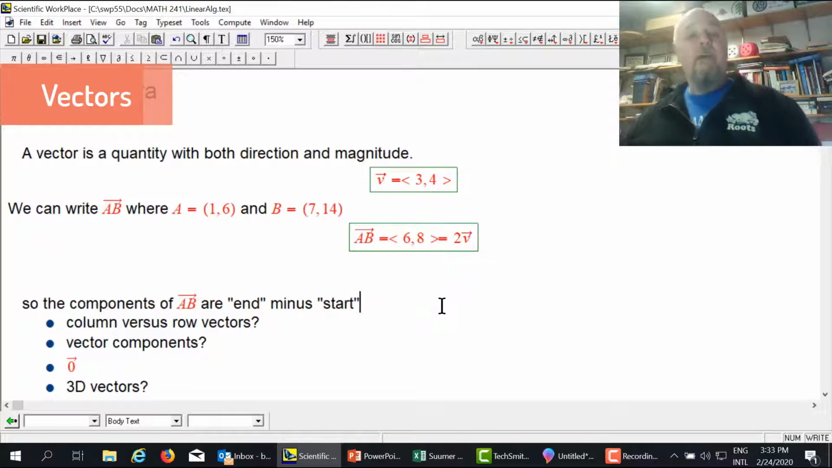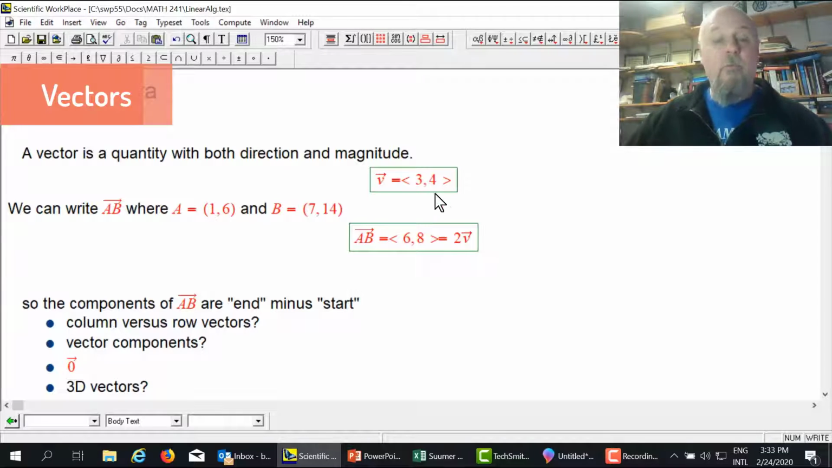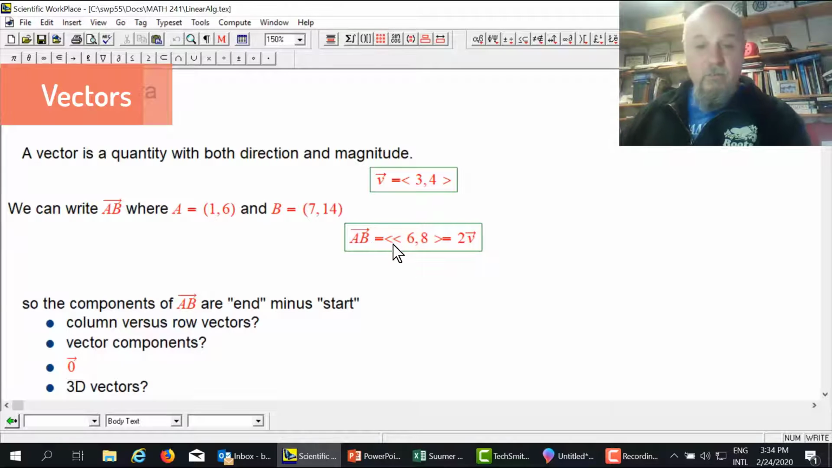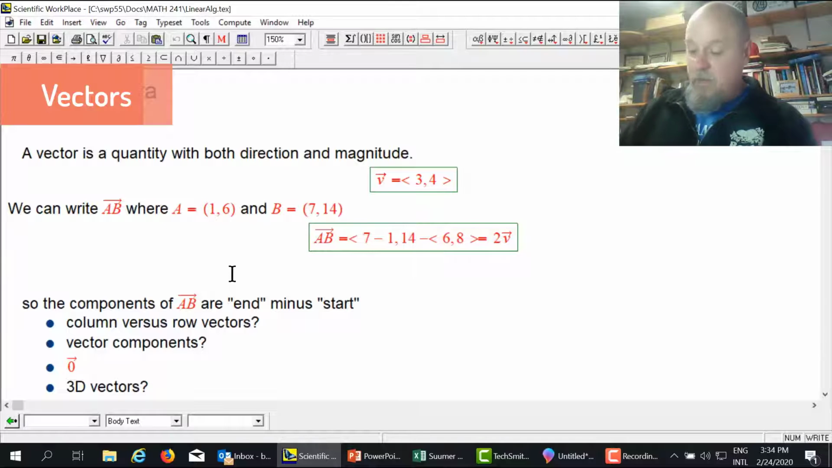If we're writing vectors in component form, we give you the x-coordinate and the y-coordinate. If it's in 3 dimensions, then we'd also have to give you a z-coordinate. Writing it in component form, we're doing the end minus the start. How did I get that? How did we get that 6? Well, it started at 1 and went to 7, so we got 6, but that's the end minus the beginning. How did we get that 8? That was the end minus the beginning.